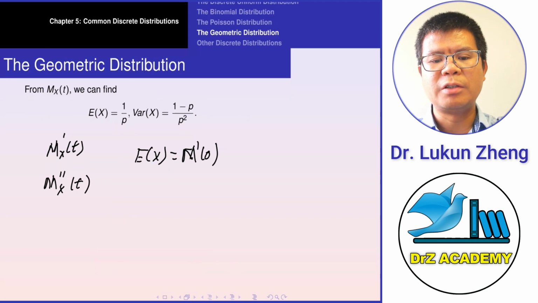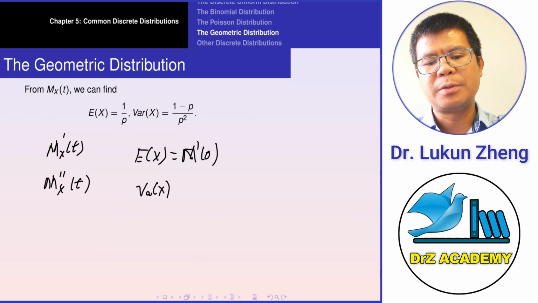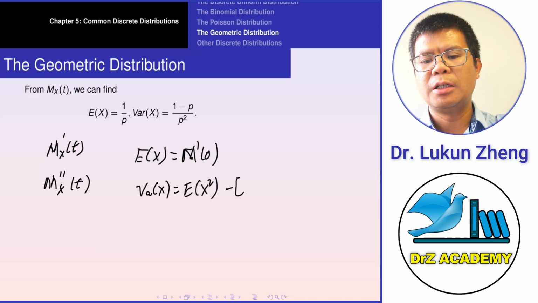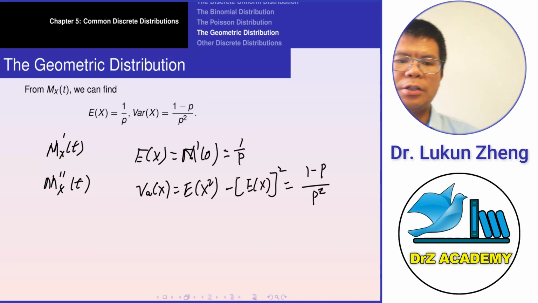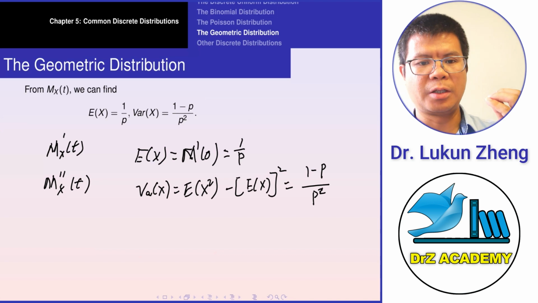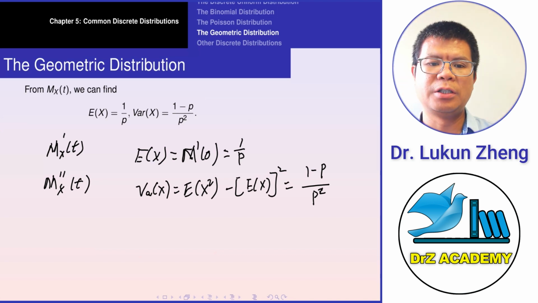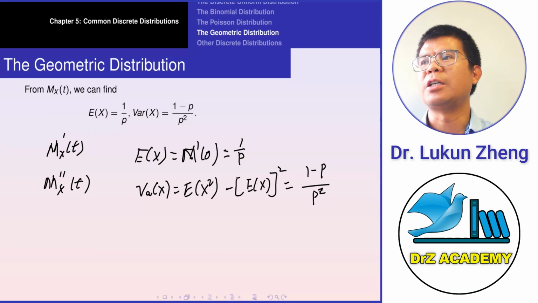Variance of X equals the expectation of X squared, the second moment, minus the first moment squared. So it's going to be (1 minus p) over p squared. I'm not going to do that derivation here, but you can find it. This gives the expectation and the variance for the geometric distribution: 1 over p is the expectation, and the variance is (1 minus p) over p squared.